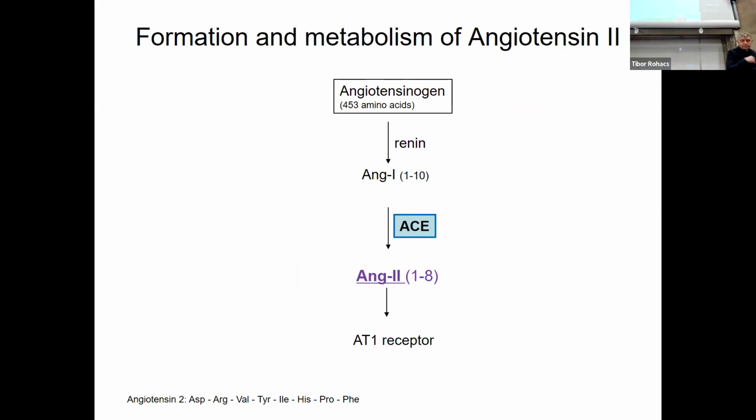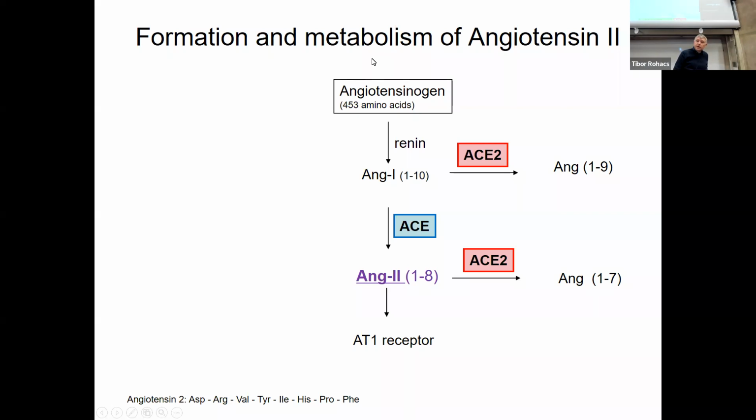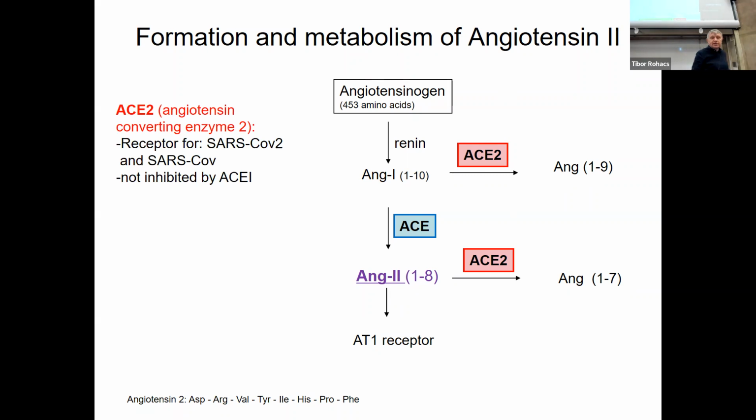The next slide is a slide that I only introduced last year. It basically repeats the previous slide. What it also has is the ACE2 enzyme, which converts angiotensin 1 into this other form of angiotensin and converts angiotensin 2 to this angiotensin 1 to 7. And the reason why ACE2 is important these days is because it happens to be the receptor for the SARS-CoV-2 virus. And this is not inhibited by ACE inhibitors.